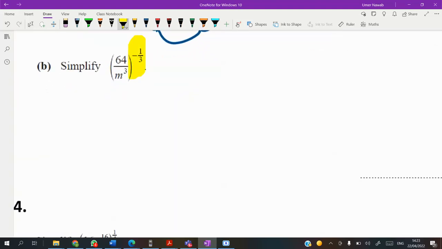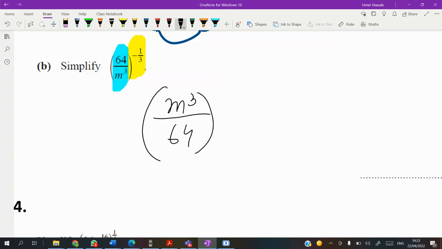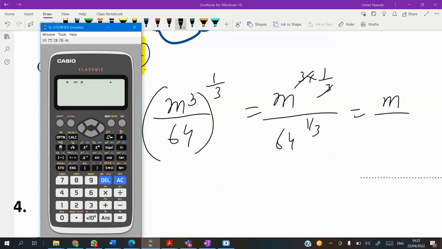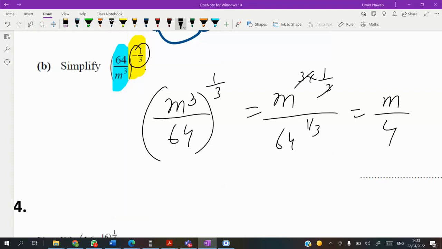Oh, so we have a negative power. So flip the base. If you flip the base, m power 3 goes up and 64 goes down, and the -1 over 3 becomes 1 over 3. Share the powers, 3 times 1 over 3, and 64 is power 1 over 3. So 3 cancel, I get m, and use the calculator. 64 raised to the power 1 over 3, which is the cube root of 64, which is 4. And we need to know 64 is 4 power 3. The cube root of 64 is 4.